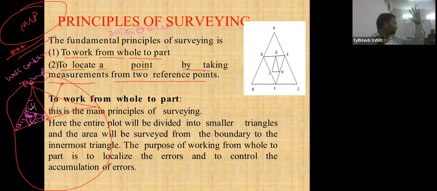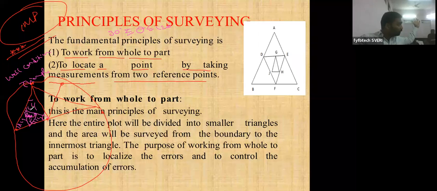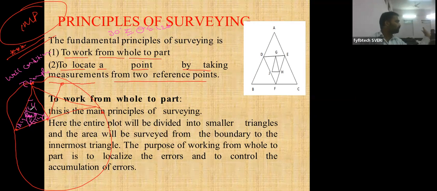Concentrate. Consider this entire classroom as one area. This entire classroom should be divided into smaller triangles, and each triangle should be a well-conditioned triangle. Each triangle's area should be calculated, and from that you can calculate the total area. So the total area is divided into smaller parts. That is working from whole to part. The reverse, part to whole, is not applicable.